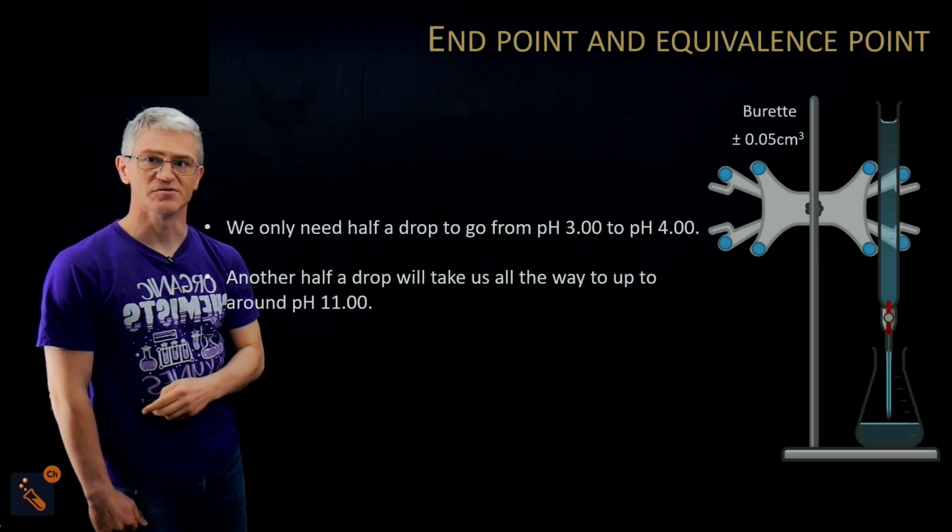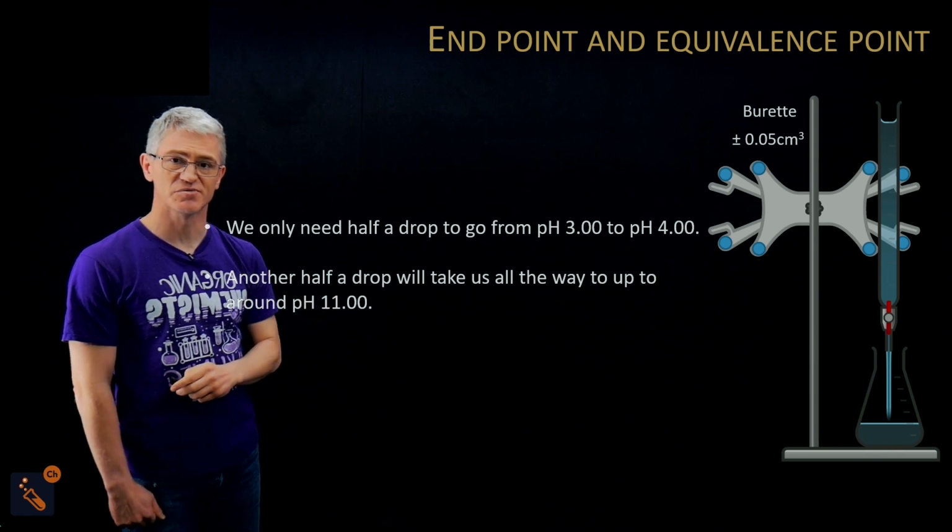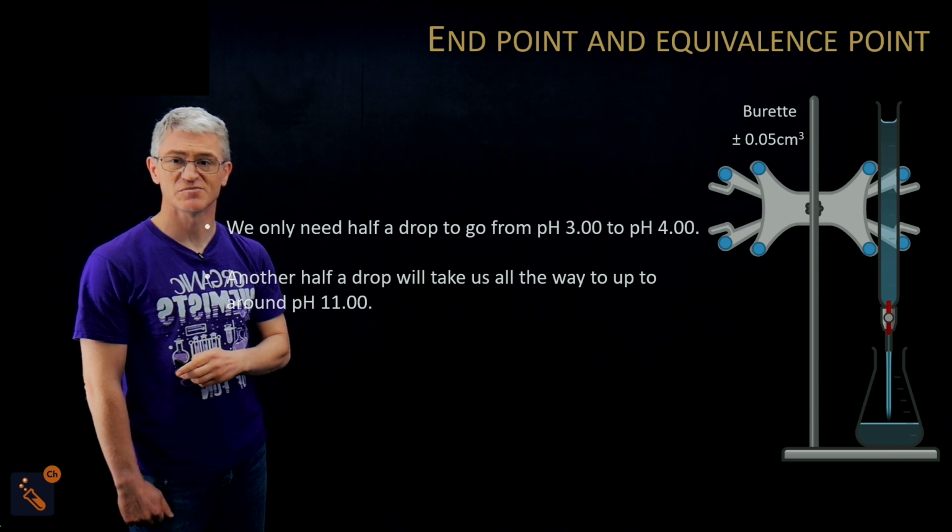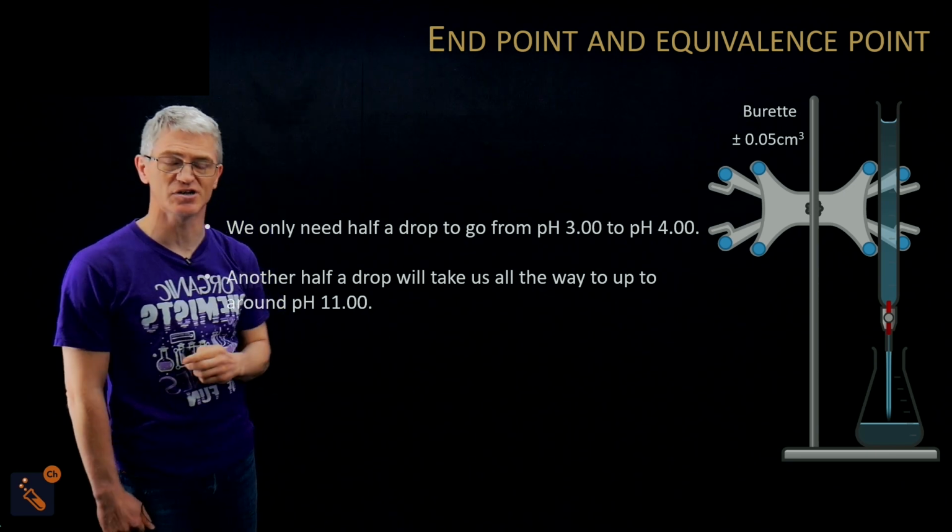So we only need half a drop to go from 3 to 4, and another half a drop of that will then take us all the way down to pH 11. So bang, and that's where you get that big straight line.